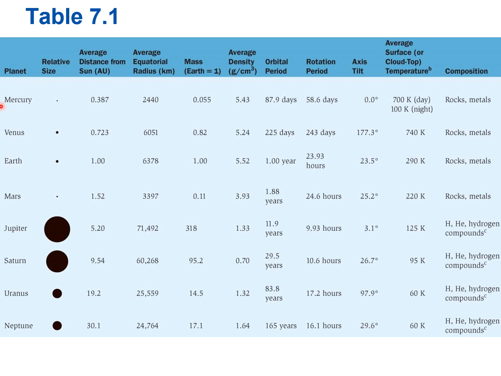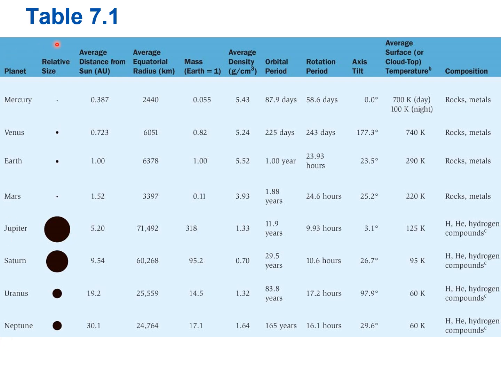This is a table in Chapter 7. It gives much data about the different planets. It gives a good comparison of different characteristics. So here they are, the planets: Mercury, Venus, Earth, Mars, Jupiter, Saturn, Uranus, and Neptune. And I do expect you to have those memorized, be able to spell them correctly, and know them in order.